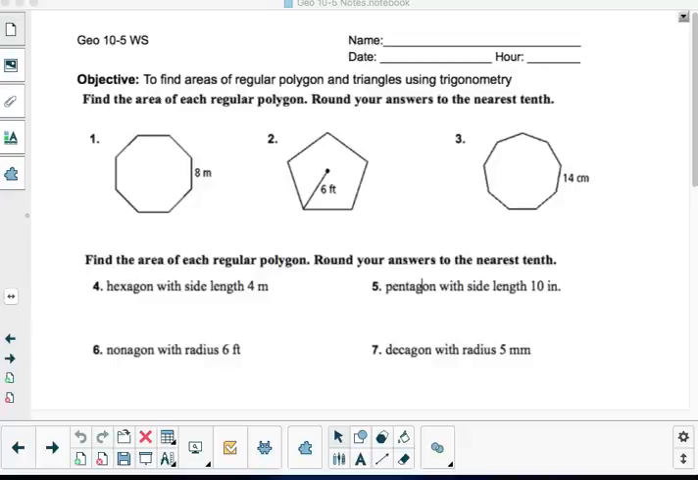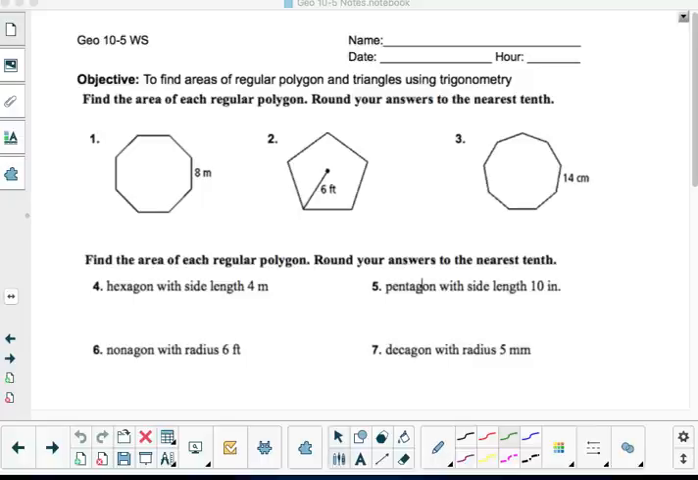Okay, this is 10.5. I'll work through each problem in 10.5. If you get a problem, you have no problem with them, fantastic. But if you don't get a problem, I'm going to be going over each one, okay?